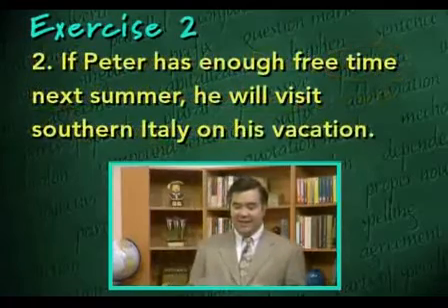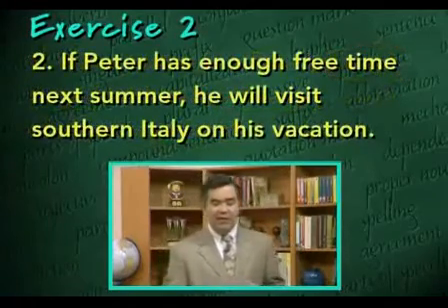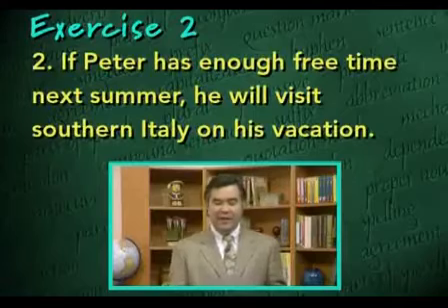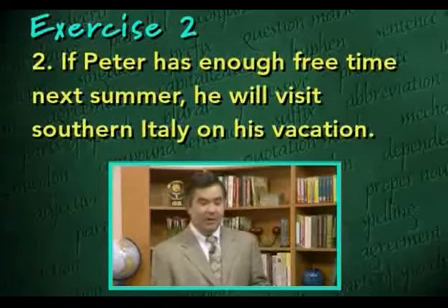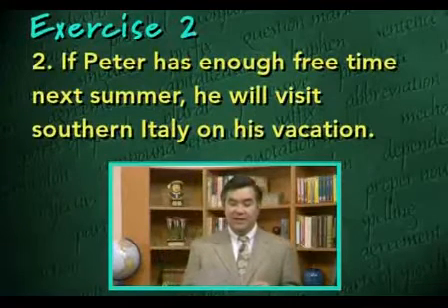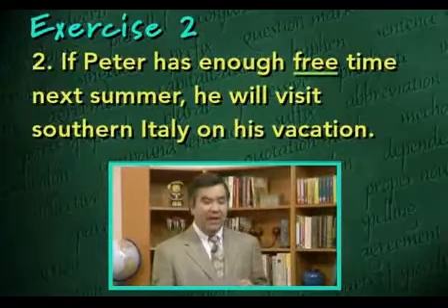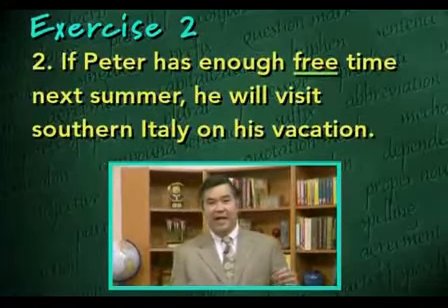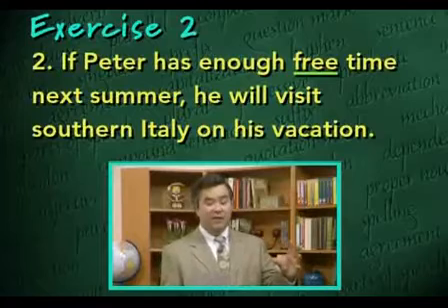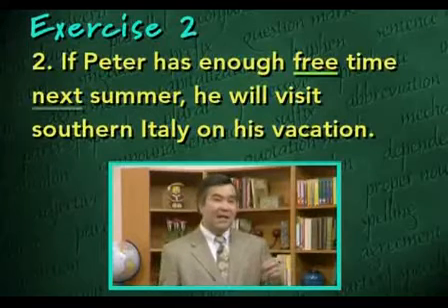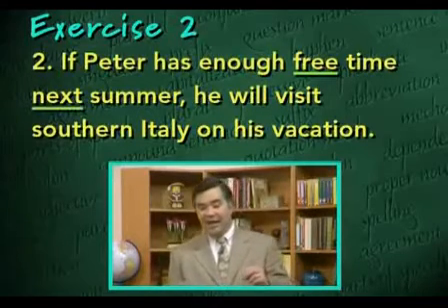Let's look at the second sentence. If Peter has enough free time next summer, he will visit southern Italy on his vacation. We have three adjectives in this sentence. Free is an adjective modifying the noun time. It tells what kind of time, free time. Next is an adjective modifying the noun summer.